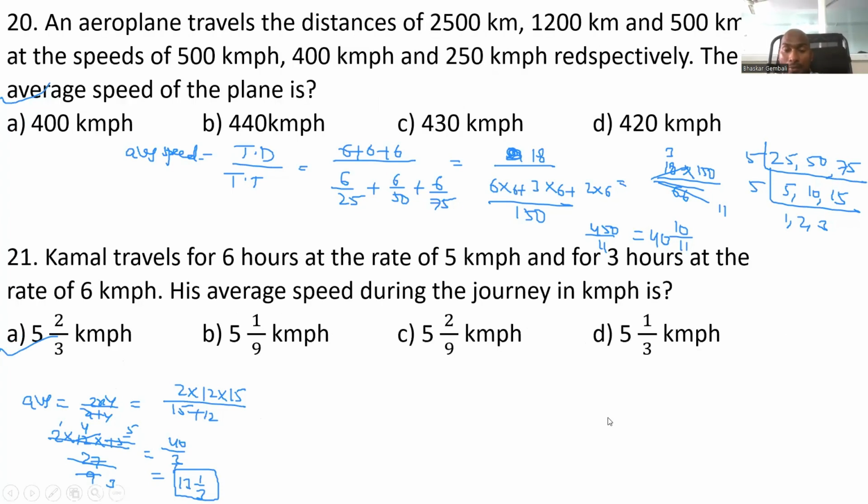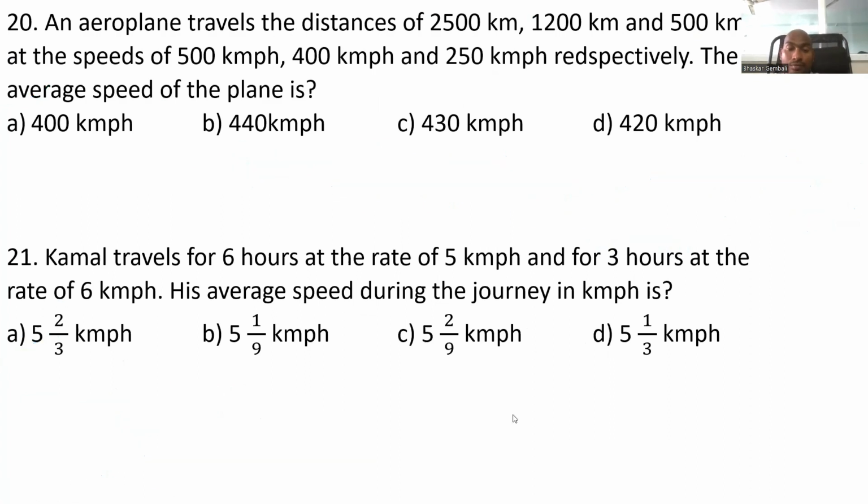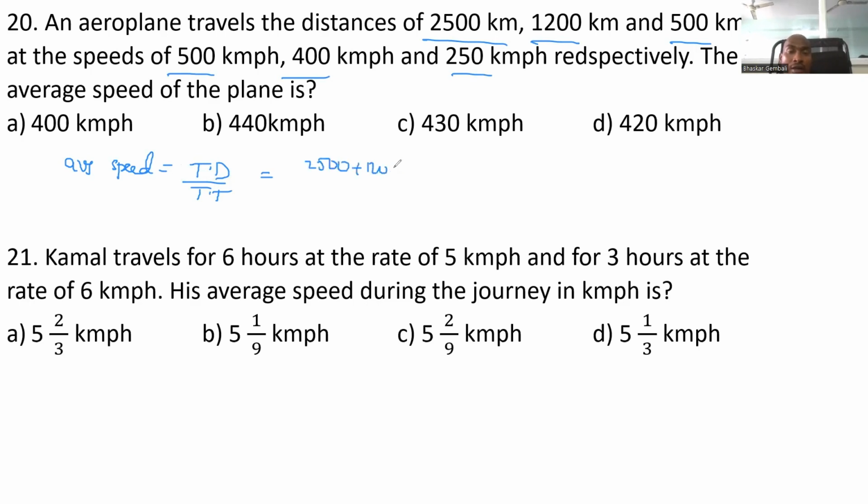Next one. An aeroplane travels distances of 2,500 kilometers, 1,200 kilometers, and 500 kilometers, at speeds of 500, 400, and 250. What is the average speed of the plane? Average speed equal to total distance traveled by total time taken. Total distance is 2,500 plus 1,200 plus 500 by.